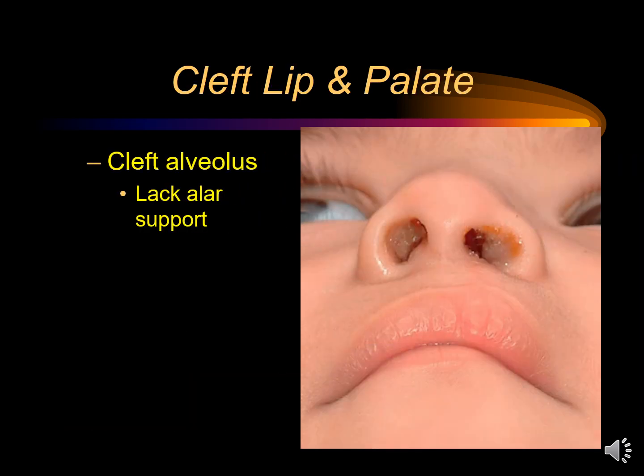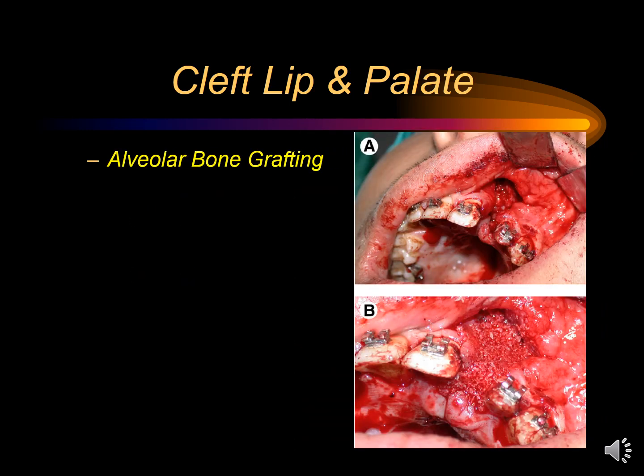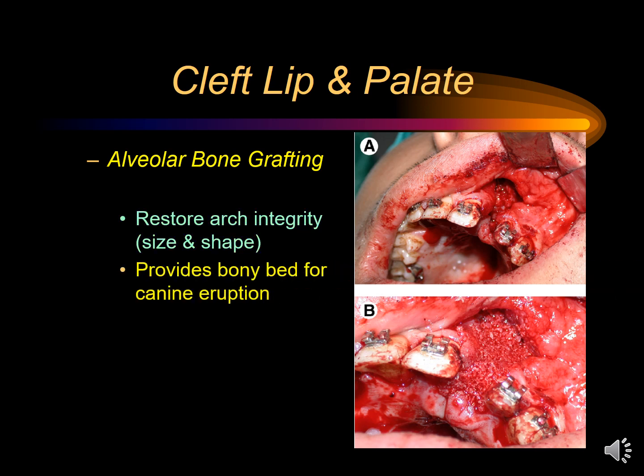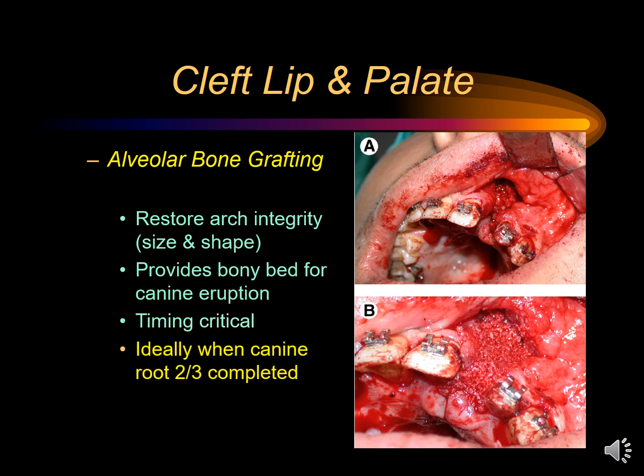Apart from the effect on the dentition, there is also a lack of alar support resulting in distortion of the nose. Alveolar bone grafting is a procedure that is done to restore the arch integrity in terms of size and shape. It also provides a bony bed for the eruption of the canine. The timing is critical. Ideally, it should be done when the unerupted canine root is about two-thirds complete.